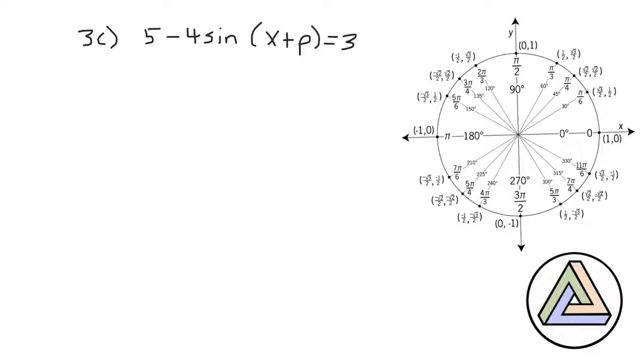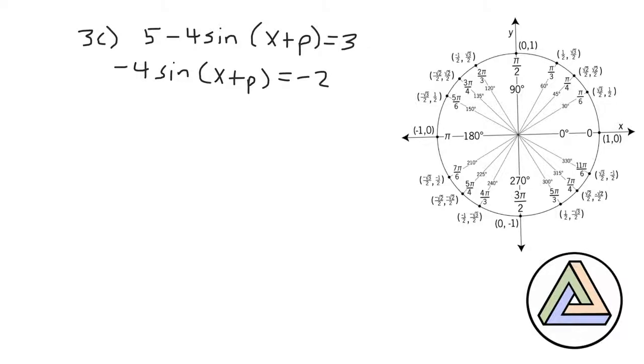So a good idea, regardless of what we're going to do with p, would be to get at least this term by itself. Let's at least begin there, and then we could get sine by itself, and then we could take it from there. Let me erase that, it's a little distracting. So obviously, if we're going to get the second term, 4 sine of x plus p, by itself, we're going to have to subtract this 5 right here. That would leave us with negative 4 sine of x plus p equals negative 2.